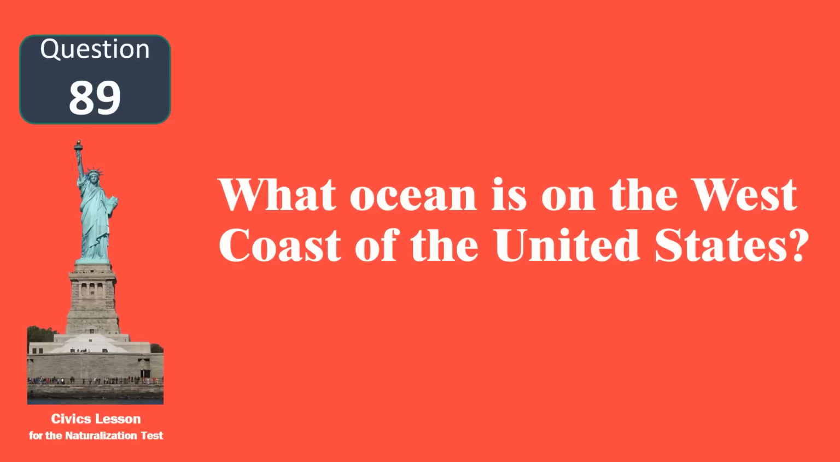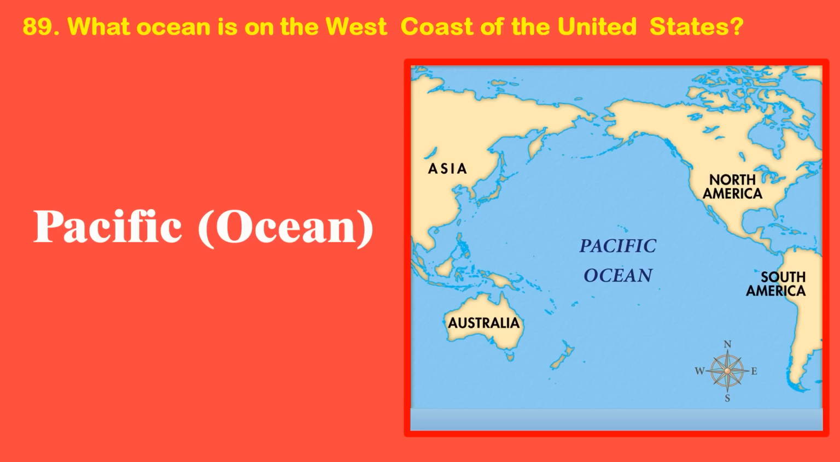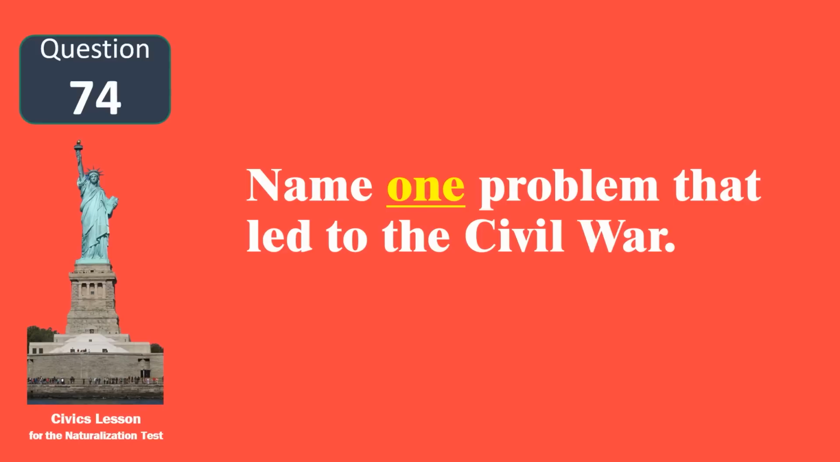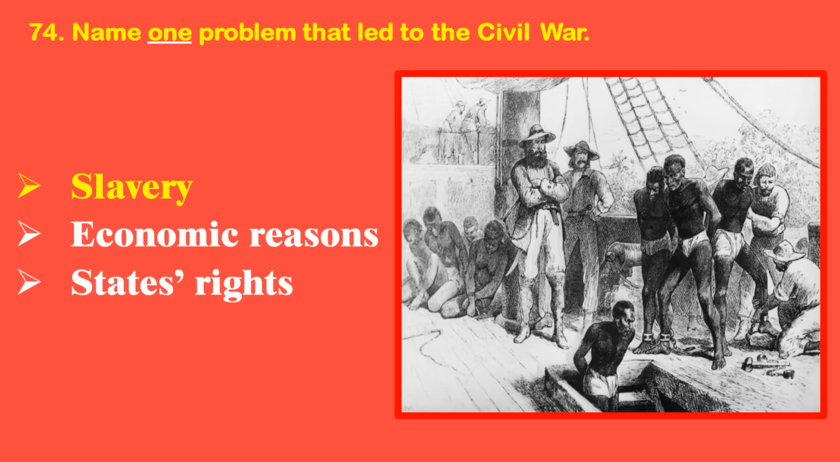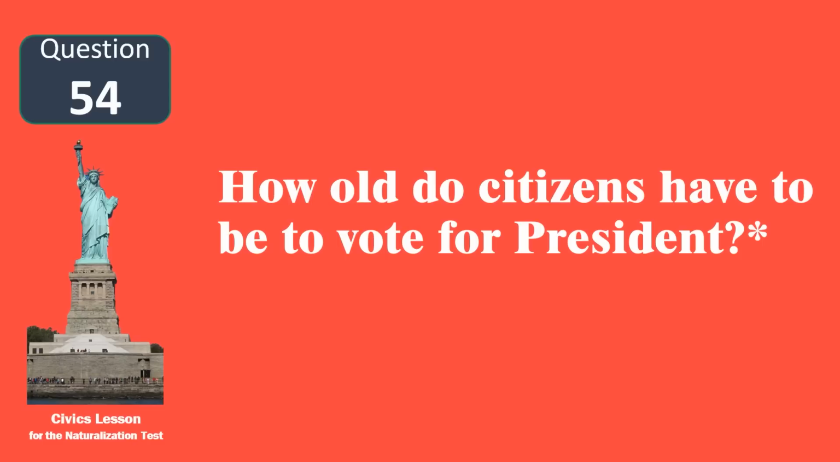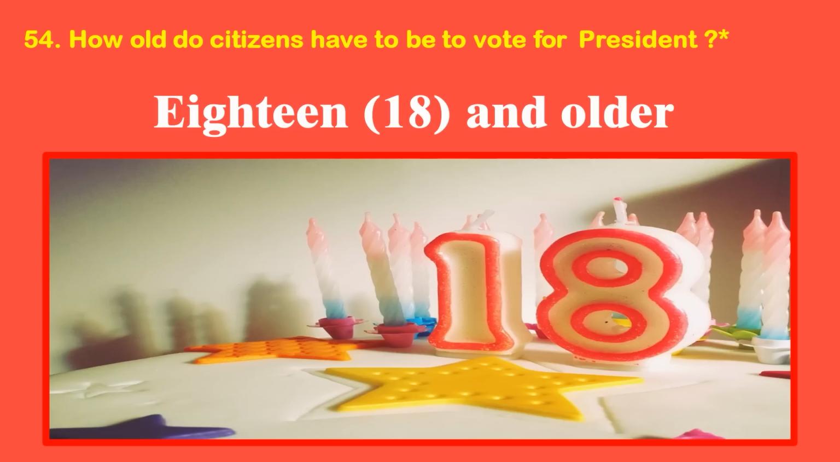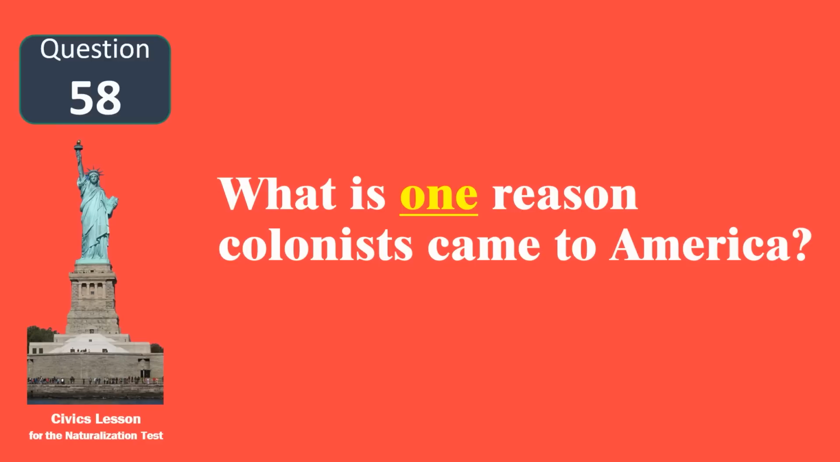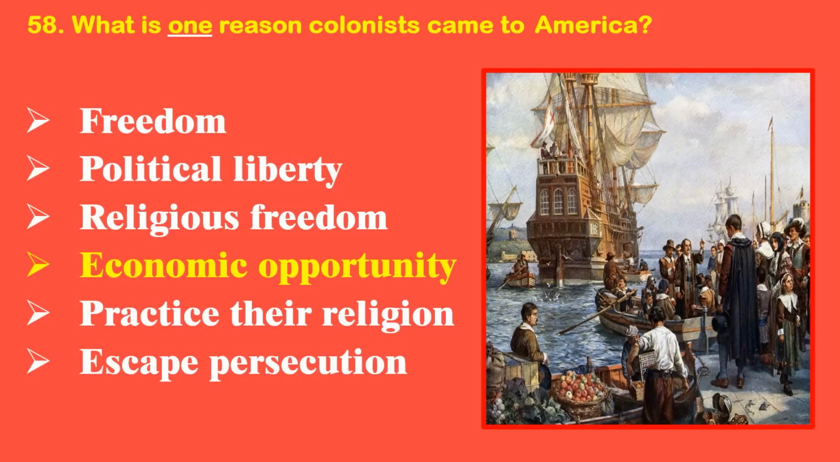What ocean is on the west coast of the United States? Pacific Ocean. Name one problem that led to the Civil War. Slavery. How old do citizens have to be to vote for president? 18 and older. What is one reason colonists came to America? Economic opportunity.